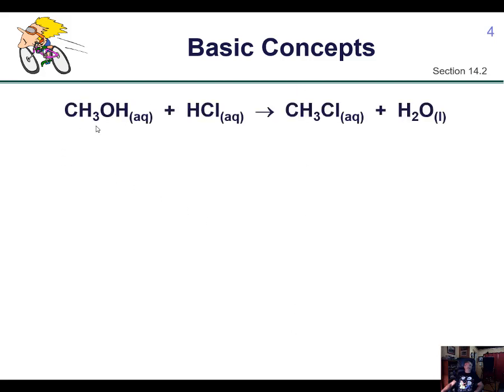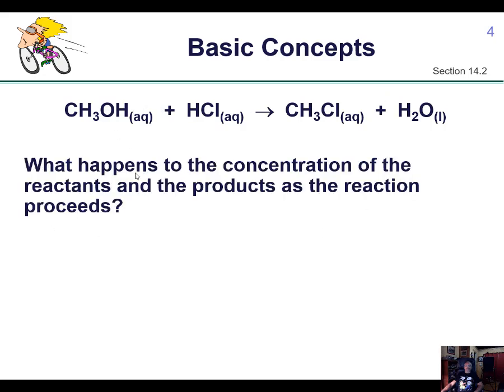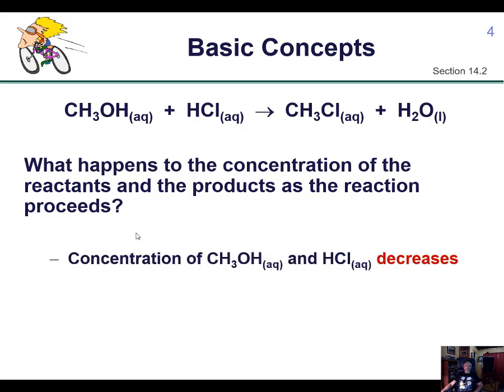Here is a basic reaction. This is methanol plus hydrochloric acid, which is going to form chloromethane and water. It's a simple 1-to-1-to-1-to-1 stoichiometry. So what we want to ask ourselves is what happens to the concentration of the reactants and products as the reaction proceeds? Well, reactants are consumed in a reaction as it proceeds in the forward direction. So the methanol concentration will go down and the hydrochloric acid concentration is going to go down.